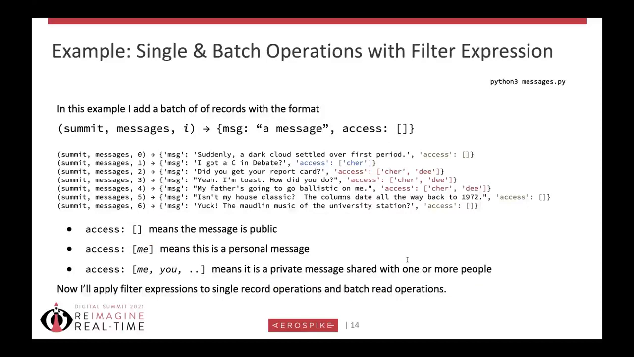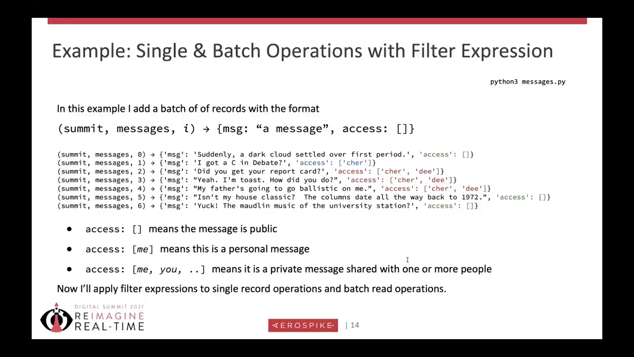So now let's go over examples of single and batch operations that use a filter expression. And this in the repo is in the Python script messages.py. So here we're going to add a batch of records with the following format. It's, again, the summit namespace. The set is messages. The records have a user key that is an integer. And they're all going to have two bins. One of them is a string value in a bin called message. And then we'll have a list in a bin called access.